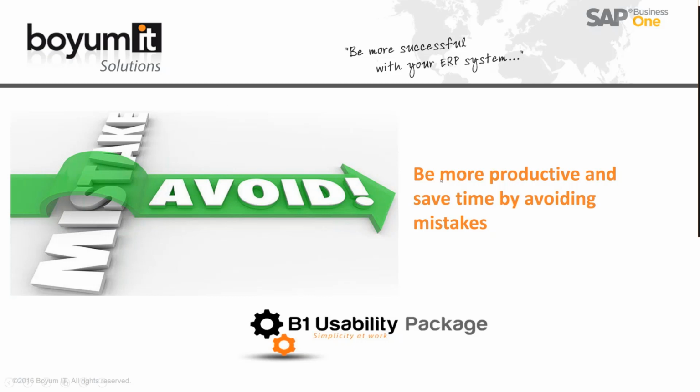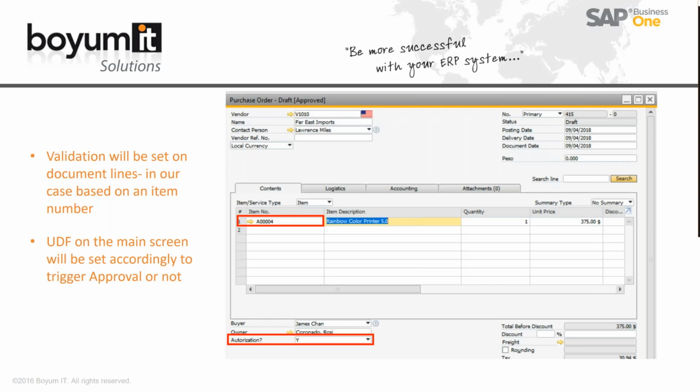So what we're going to do in the system, we're going to create a user-defined field. If you look on the bottom, I have it circled, and we're going to make an authorization UDF. Based on an item, we're going to switch it to yes, and that Y will kick it off to the approval.